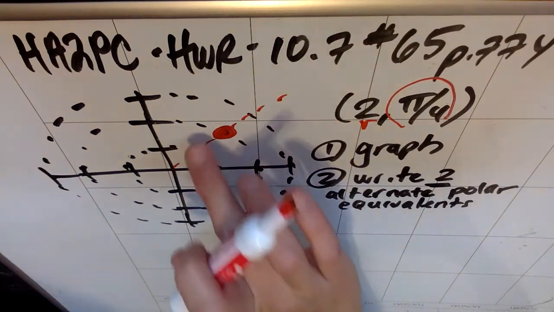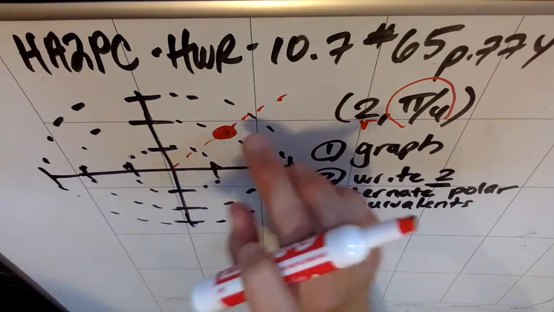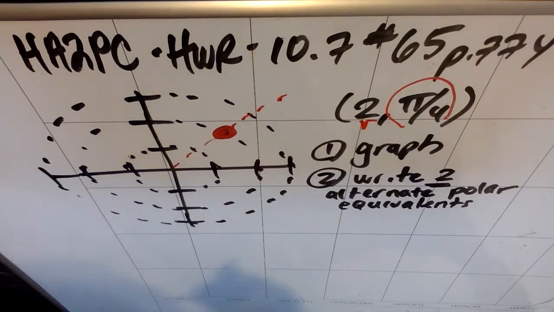There's my graph, right? It's this point right here. It's on the second of the concentric circles. It's at the angle pi over 4. Then you're asked to write it in two different ways.